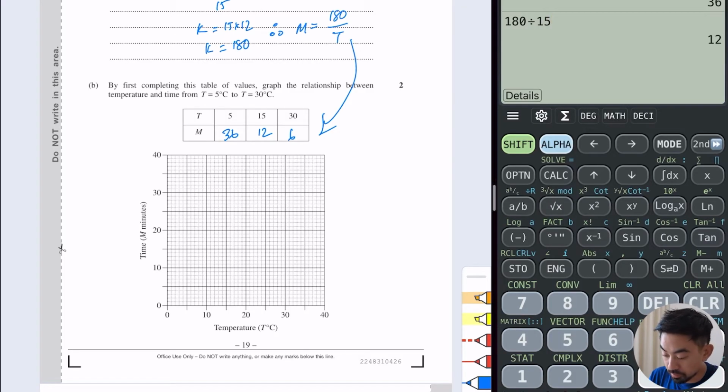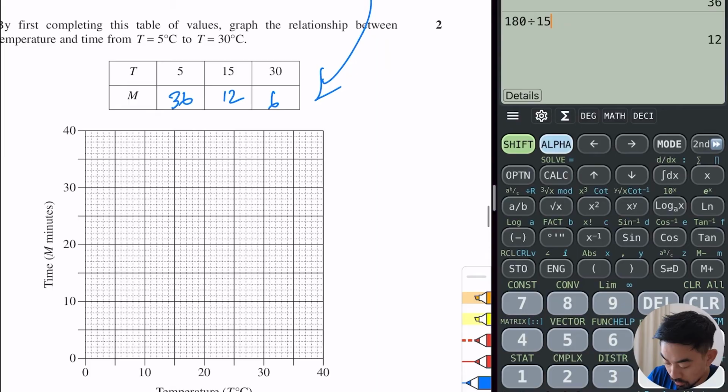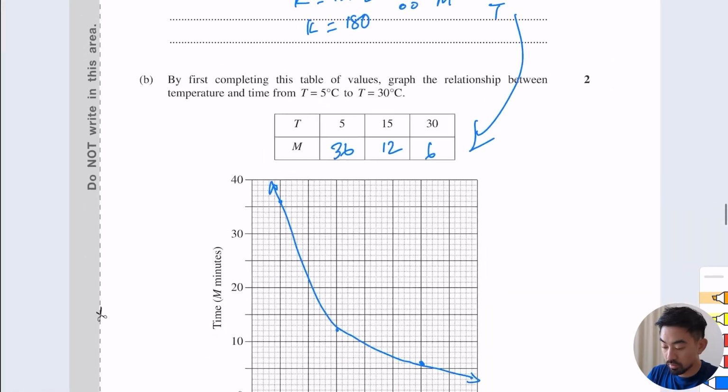So plotting that, 5, 36 looks like it belongs here. 15, 12 is somewhere here. And 6 is somewhere here. Now I just got to connect the dots. Missed that last one a little bit, but I think you get the point. All right, cool.